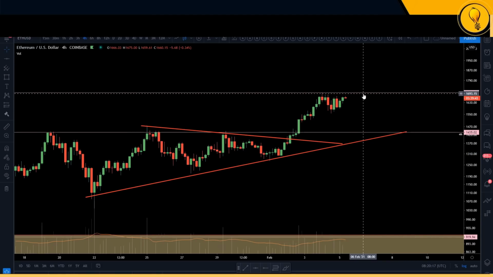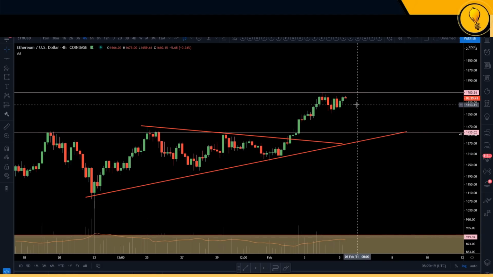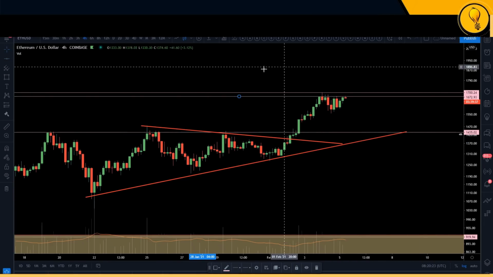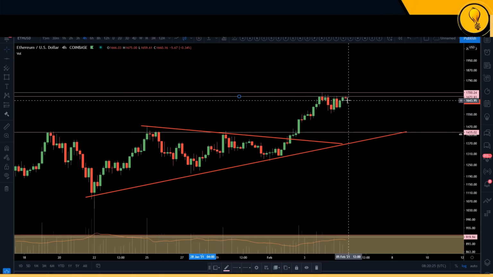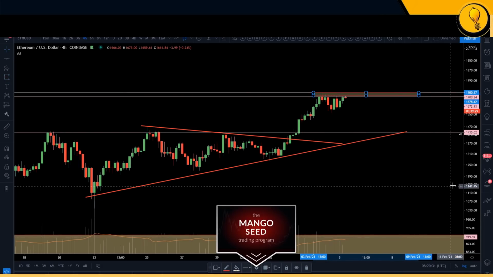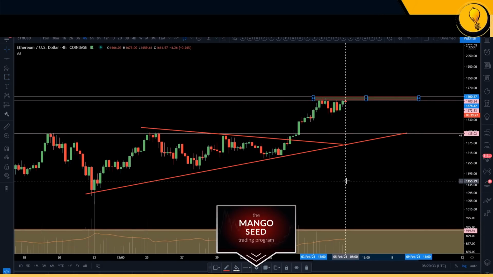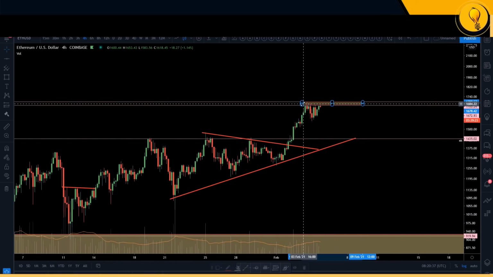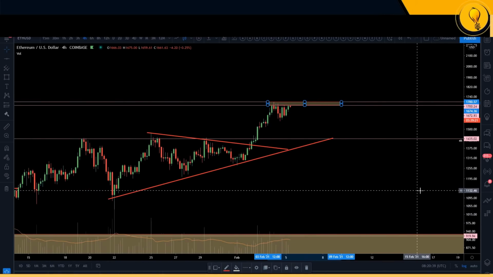This level over here, this target, as you can see, is also acting as resistance. We can go ahead and mark out this entire zone that the 4-hour is consolidating up against right now. We'll mark it as a nice little box right over there, kind of like how we did right underneath over here. But that was a higher level resistance that Ethereum broke through. Now we're looking at this zone over here on the lower time frames, on the 4-hour time frames.